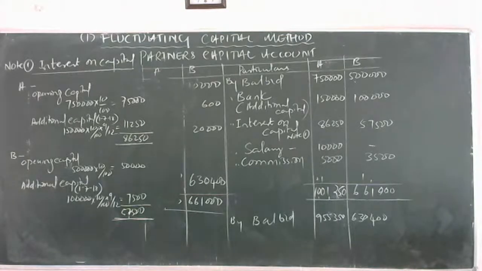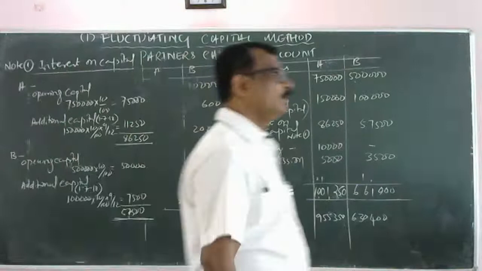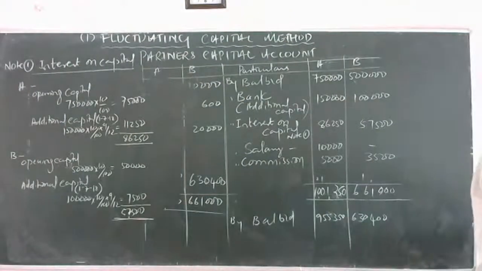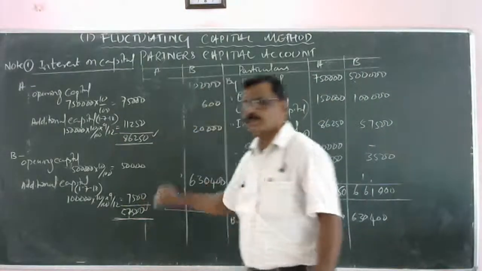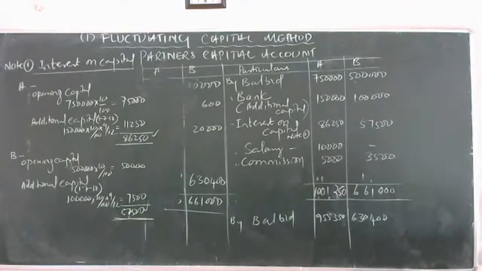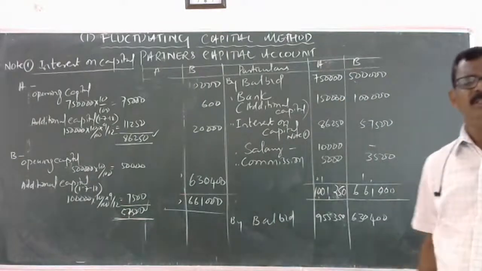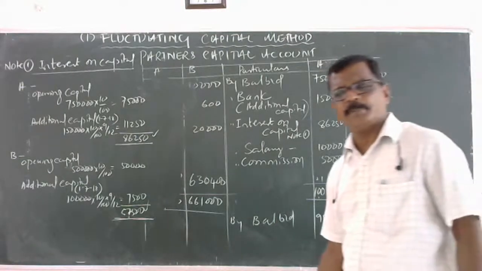So, the drawings are debited, interest on drawings is credited. So, this note you can show. You can show the interest on capital. That is how you have to prepare partners capital account. This is the fluctuating capital method.